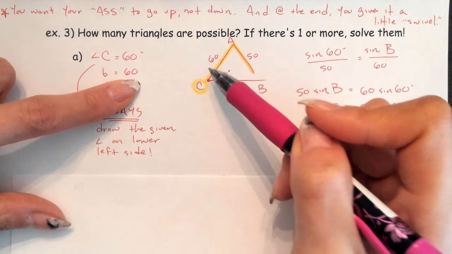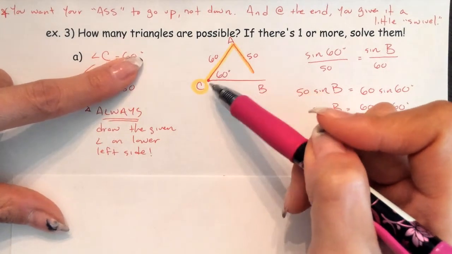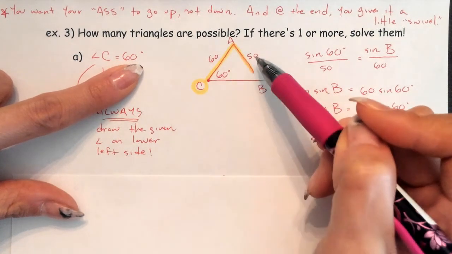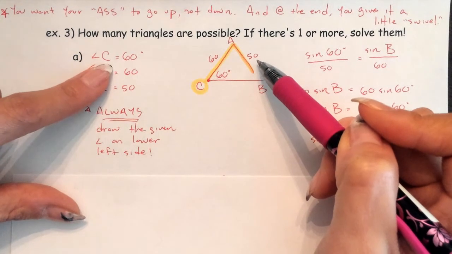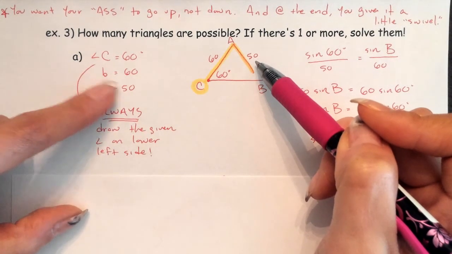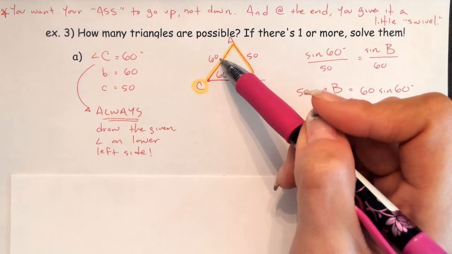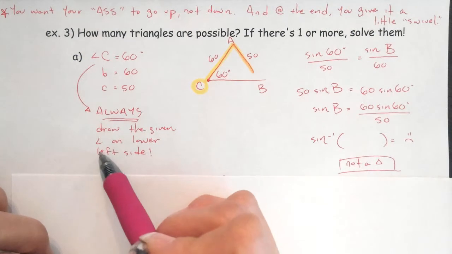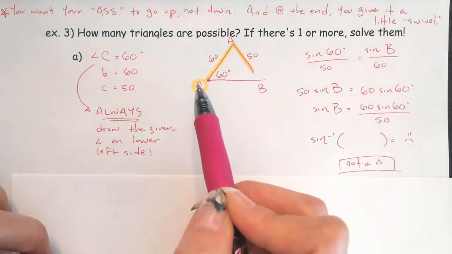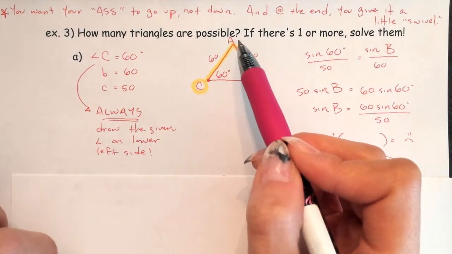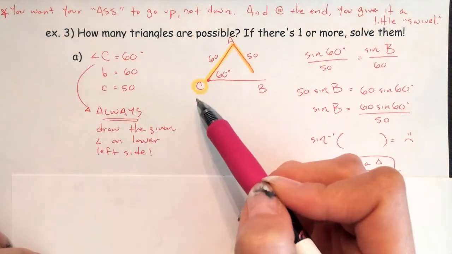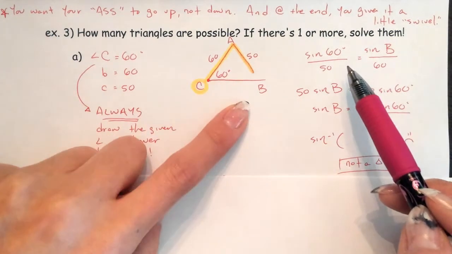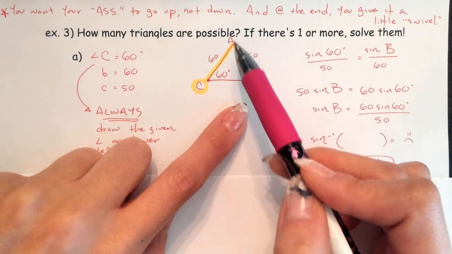And then how do I know that the 60 goes here? Okay, well, here's the 60 degrees, right? And then what would go over here would be little c. So if I'm given B equals 60, then 60 goes here and little c goes here. So always draw the angle, whatever the given angle is, on the lower left side. And then you're going to go up, and then you're going to come back down. So your ASS goes up, not down.